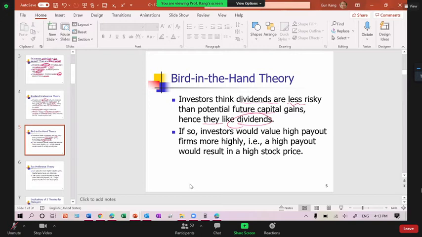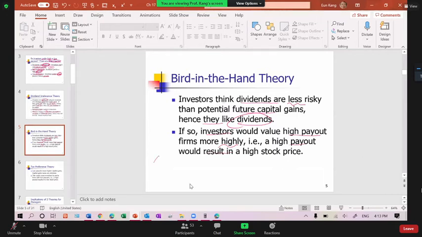So they don't like uncertain gains. They like certain dividends. So investors would value high payout firms more highly. So high payout results in a high stock price.